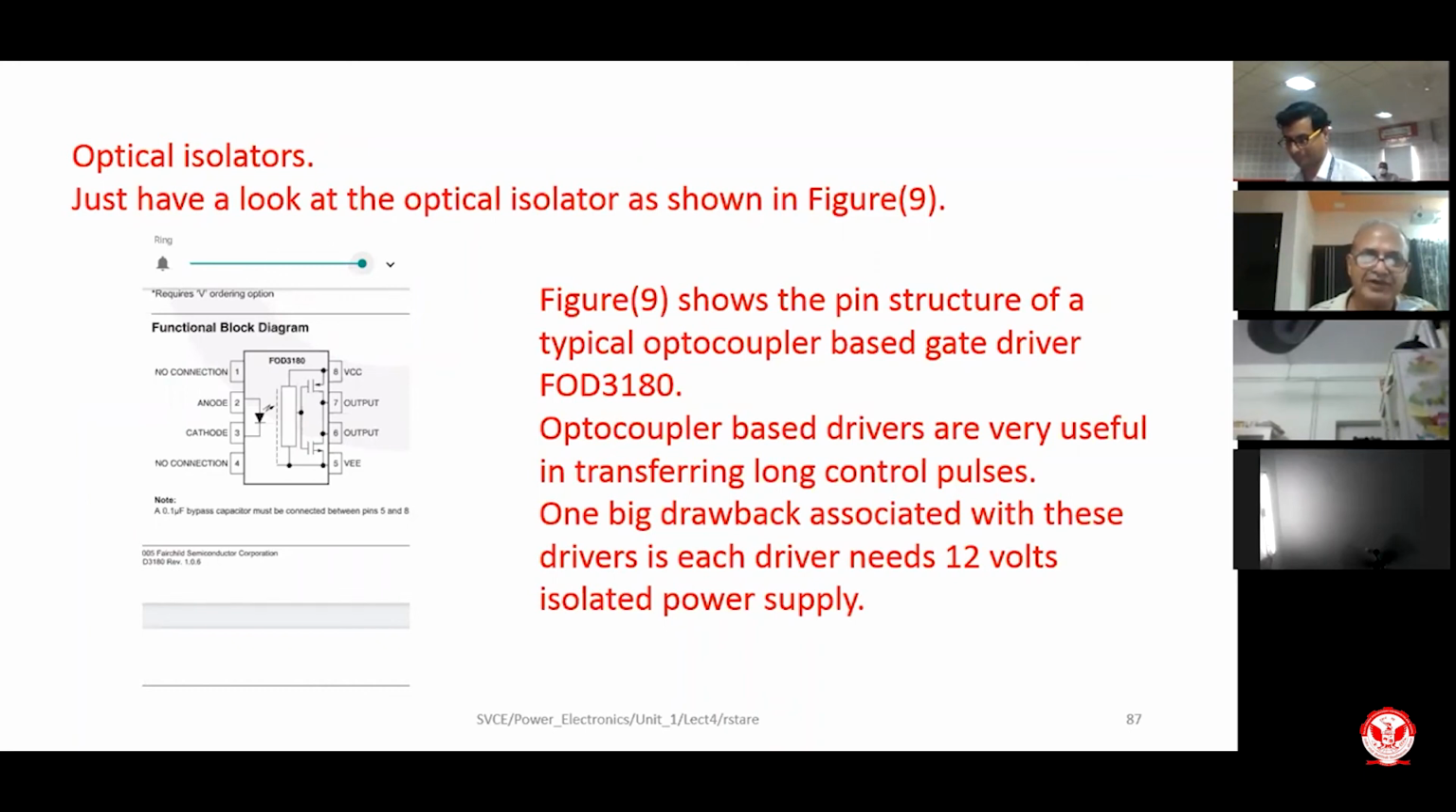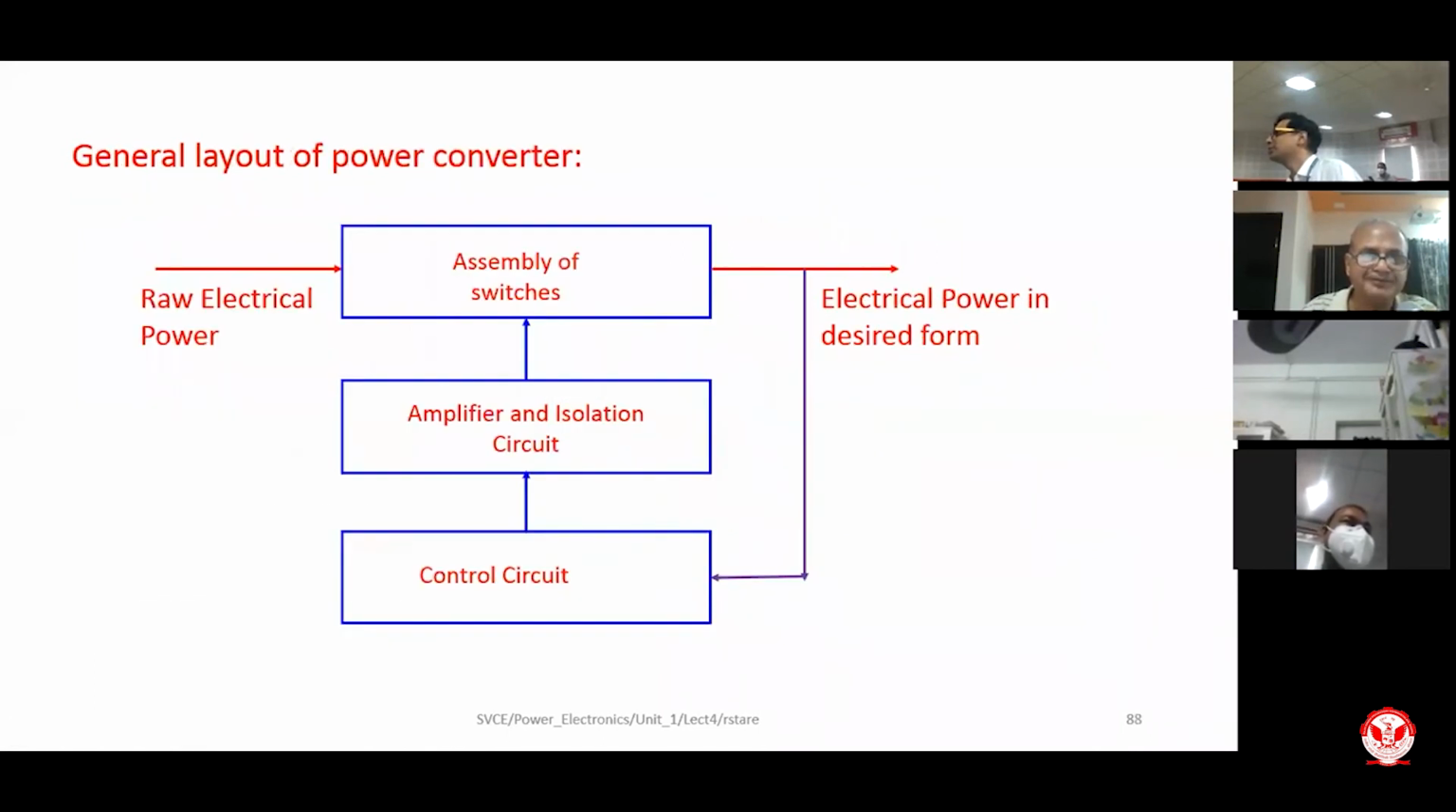This can feed currents up to 2 amperes, which are the operating driver currents for most of the large size IGBTs. So if you want to construct one, just download the application note of FOD3180, and you will find that you can make your own optical driver with great comfort.